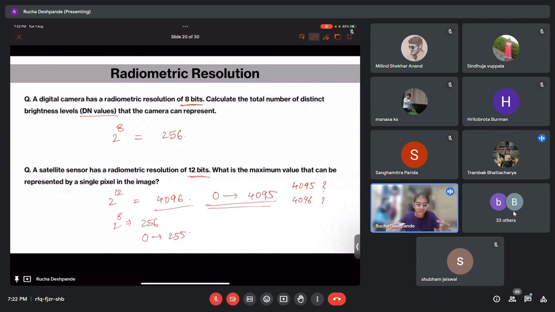The first question was different. It was asking how many total distinct values are possible. In that case, it is 2 to the power n. But when we are talking about what value the pixel can have, in that case it will be 2 to the power n minus 1, the maximum value. So in this case, it will be 4095, not 4096. Is everyone fine? Okay.